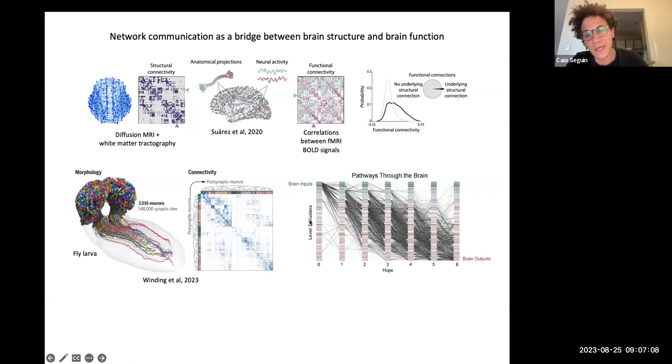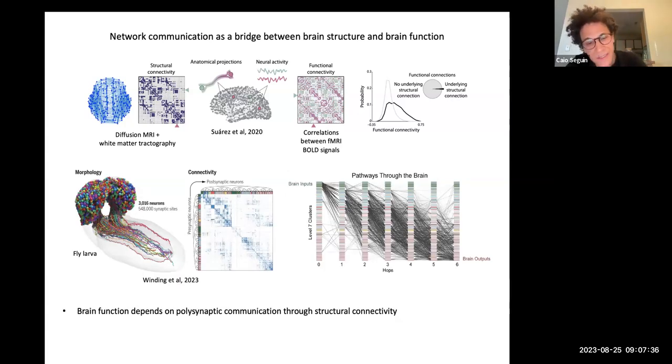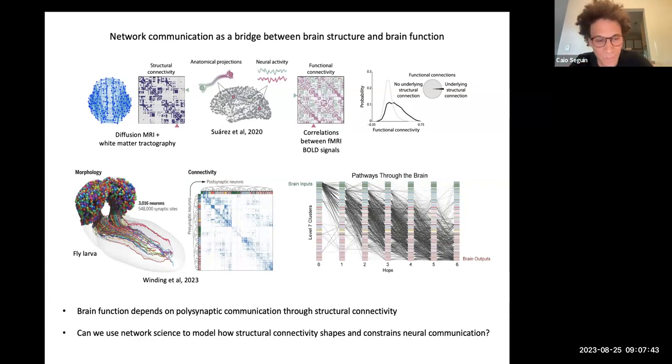And they simulated the communication starting from neurons that have to do with sensory input, all the way cascading down to neurons related to motor control, so connected to muscles. And what they show here is that you have these really long polysynaptic paths that facilitate this sensory motor flow of information through this structural connectivity. And what both of these examples try to get at is that brain function depends on this polysynaptic communication that is constrained by the underlying structure.